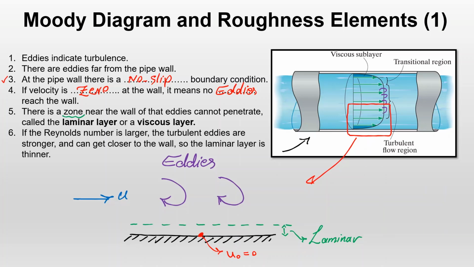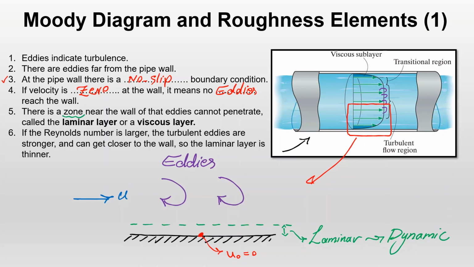They can have different names, but viscous and laminar are usually common in all of these terminologies. Okay, and then finally, item number 6 says that if the Reynolds number is larger, the turbulent eddies are stronger and can get closer to the walls. So the laminar layer is thinner. It's very important that the laminar layer is dynamic. What does that mean? It means that it can go up or down depending on your flow rate. So if you have a very, very large flow rate, the eddies are going to be very large and they can penetrate into the laminar layer and push it down, okay? But if you have a small flow rate, this laminar layer can get larger and larger. So important to note that the laminar layer is dynamic.